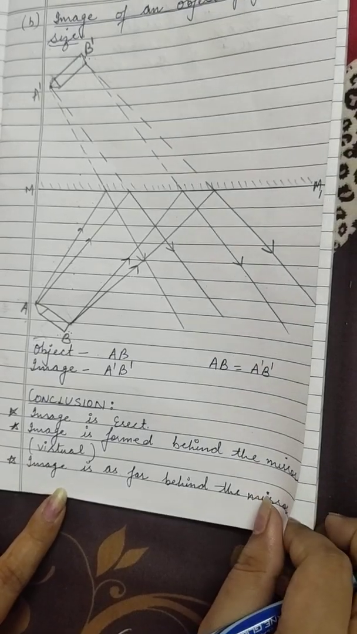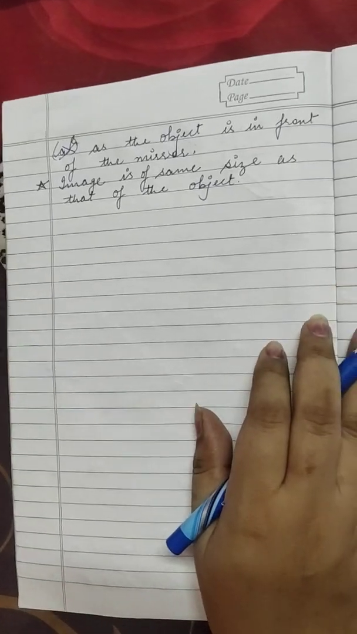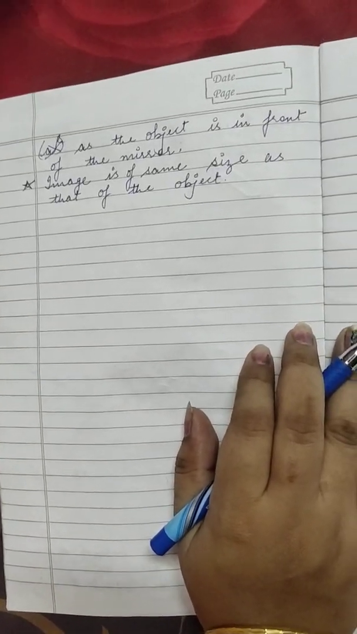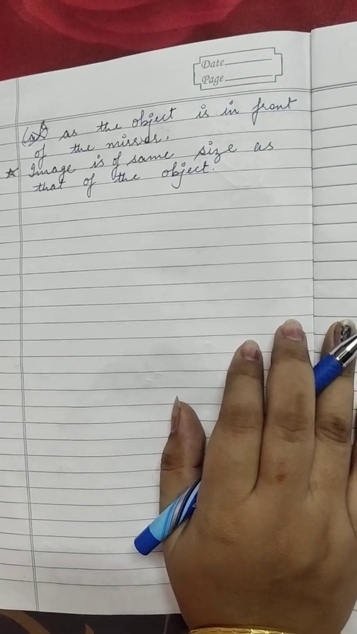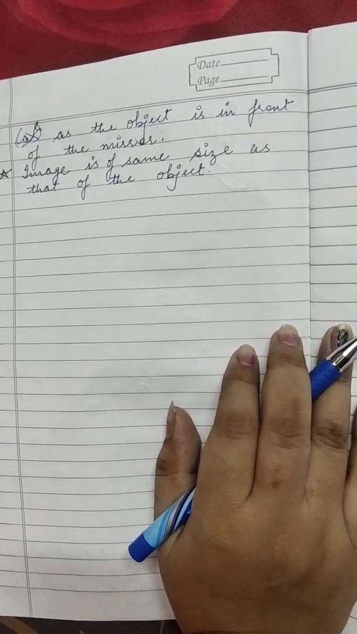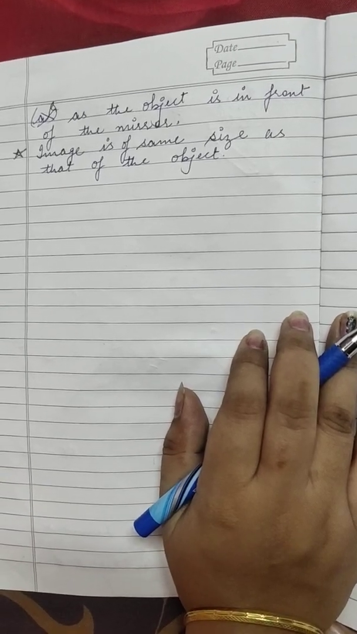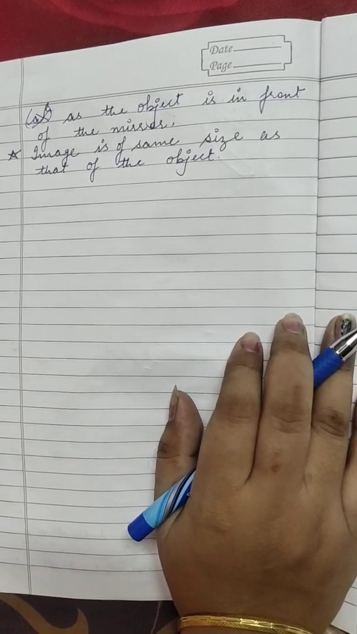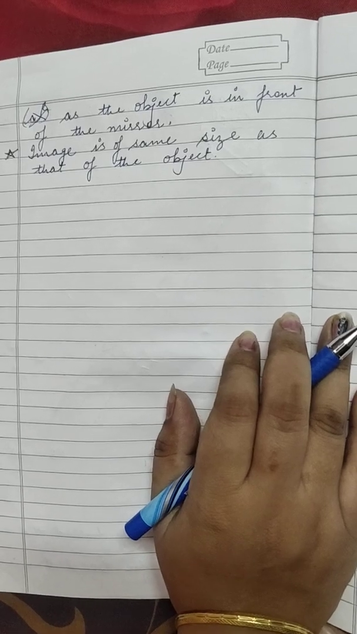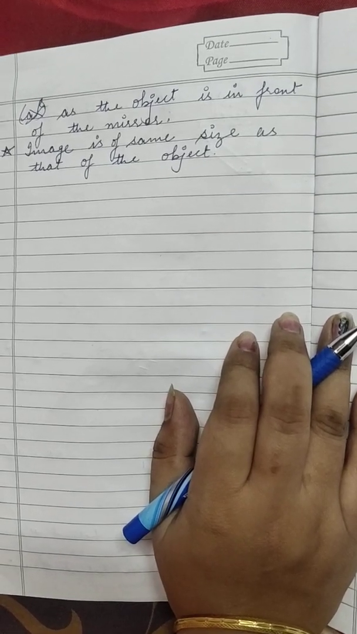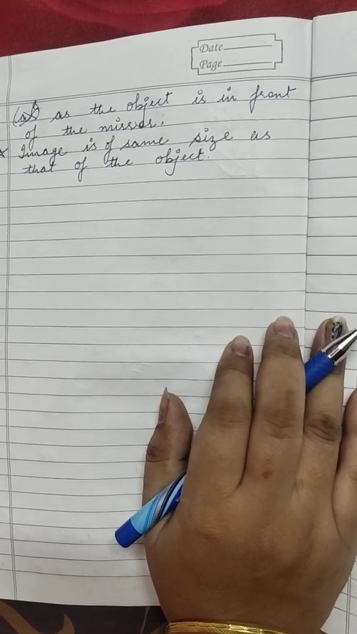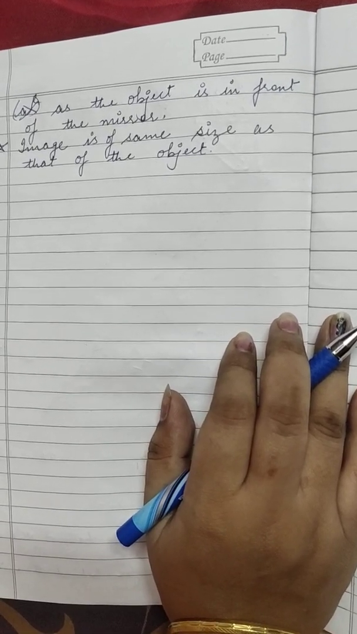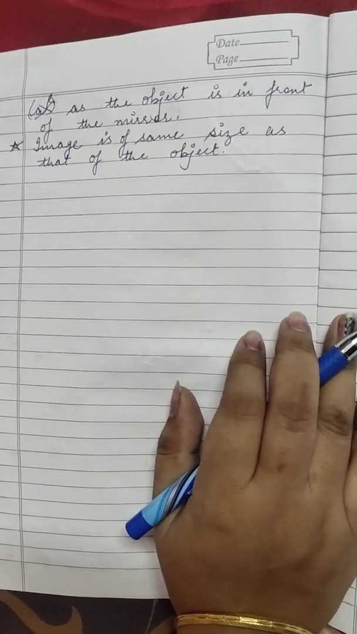Next is image is as far behind the mirror as the object is in front of the mirror. So the distance that I told you, that the distance between mirror and object and mirror and image, they both are same. Image is of same size as that of the object. So the image and the object both are having the same size. So these are the 4 points that you have to remember. They will be asked in the form of objective or they can be asked straightforward.